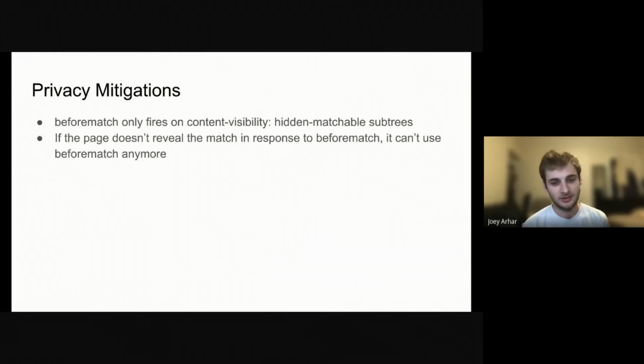And so there's some privacy issues with this. Obviously, we don't want to tell the page everything about what you're searching with find page. So we came up with two privacy mitigations. The first one is that beforematch will only be fired on content visibility hidden-matchable subtrees. So it's not going to fire whenever you're searching for any normal text on a web page, text that's already visible. And if the page doesn't reveal this match in response to the beforematch event, we're going to prevent that document from seeing the beforematch event anymore.